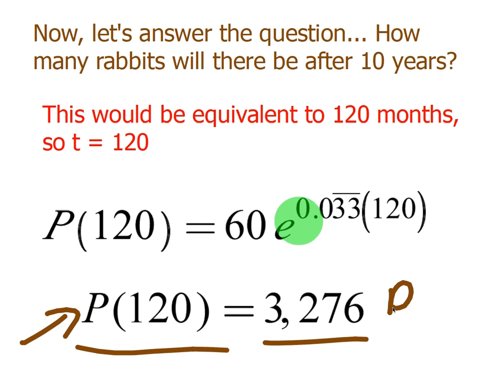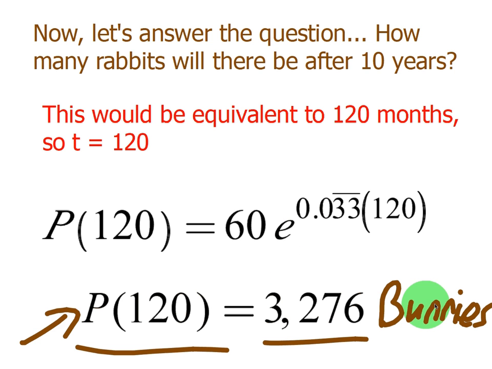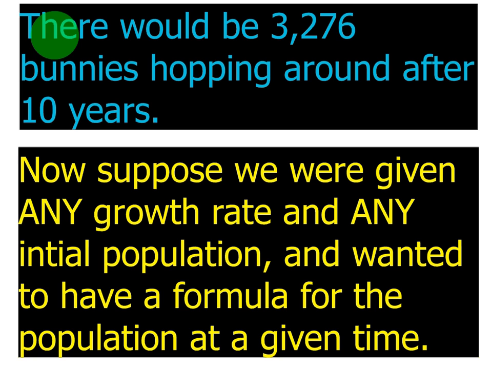So this actually tells us how many bunnies we have after 10 years. Again, this gets to the heart of exponential growth. We started out with 60 bunnies, and every month the rate at which the bunnies were increasing was equal to 1/30th of the population. After 10 years, all of a sudden we have 3,276 bunnies just from a starting population of 60. So there would be 3,276 bunnies hopping around after 10 years.